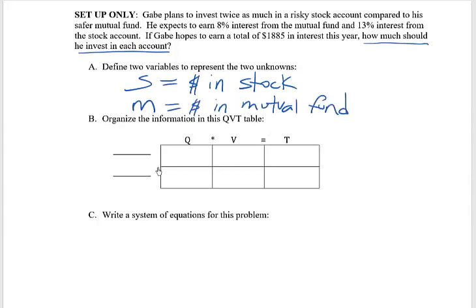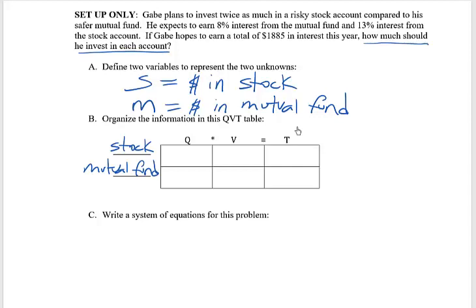Next, we'll go to that same QVT table. You can use that table for all these different types. The two rows would represent the stock as well as the mutual fund. And then you just have to think about what each box represents. Remember, Q in these problems stands for how much money you start with. V, the valuation, is the interest rate, and T is the total interest.